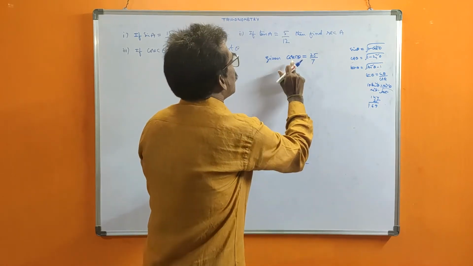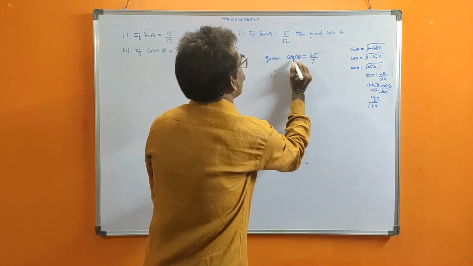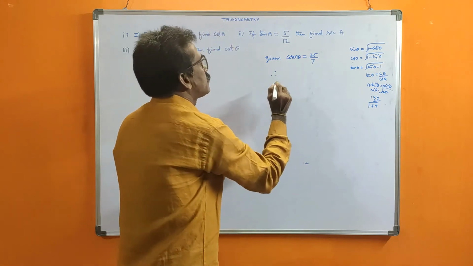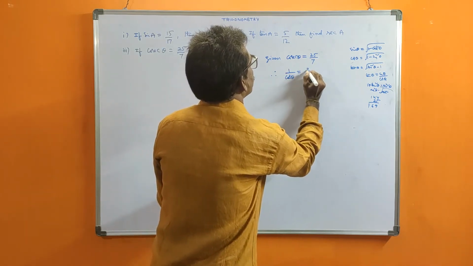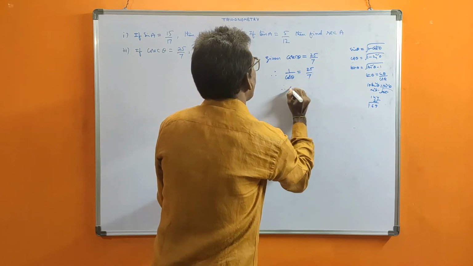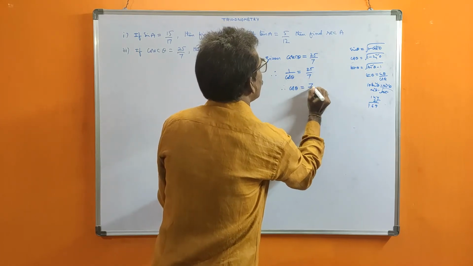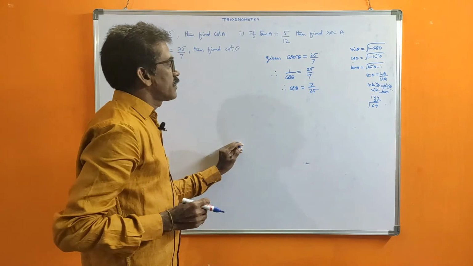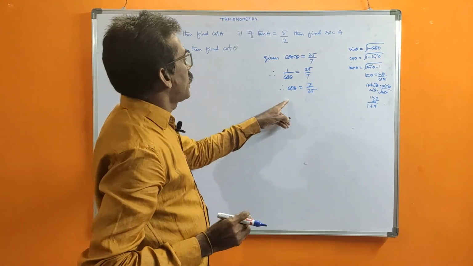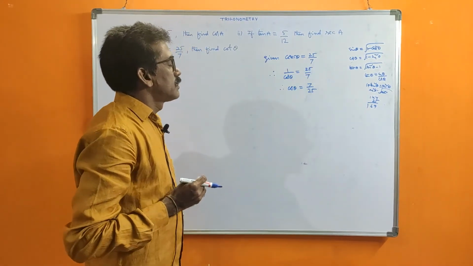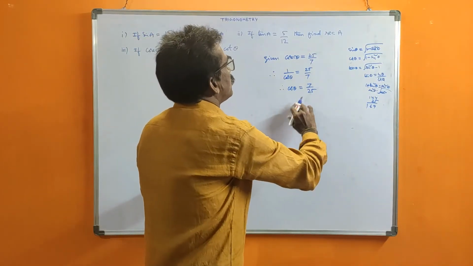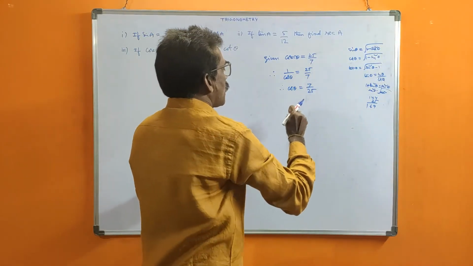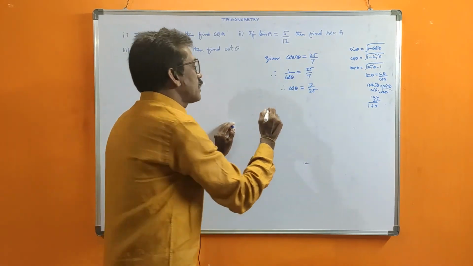So what to do? Reverse it. Therefore you write, cosecant means 1 by sin theta. 1 by sin theta is equal to 25 by 7. Therefore sin theta is equal to 7 by 25. You reverse it, directly you can write like this. Sin is there means cos we can calculate. Every time, sin is there means cos we can calculate.